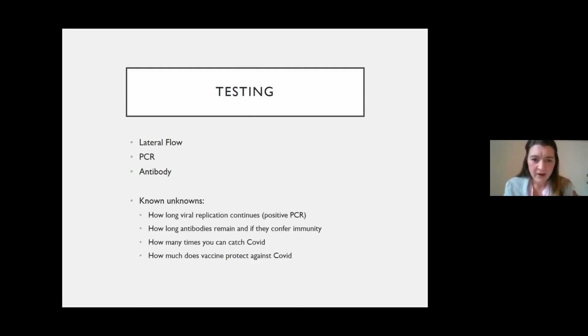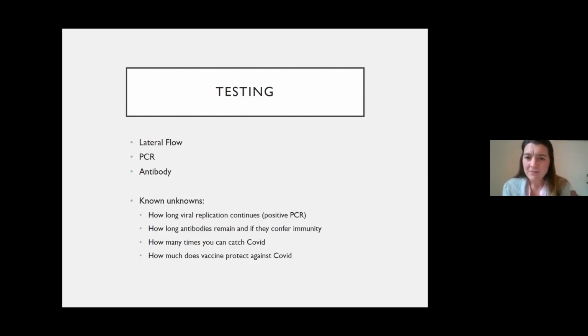We also know lots of known unknowns that I think it's just helpful to outline. As I've mentioned, we don't know how long viral replication continues. Even if you are post-infectious, you may still be having viral replication and therefore have a positive PCR test. We don't know when that stops. We don't know how long antibodies remain and whether or not they actually confer immunity, which is partly why it's not a helpful test for us.